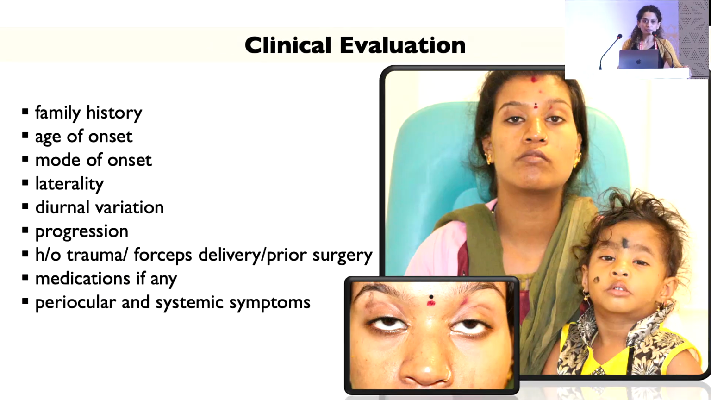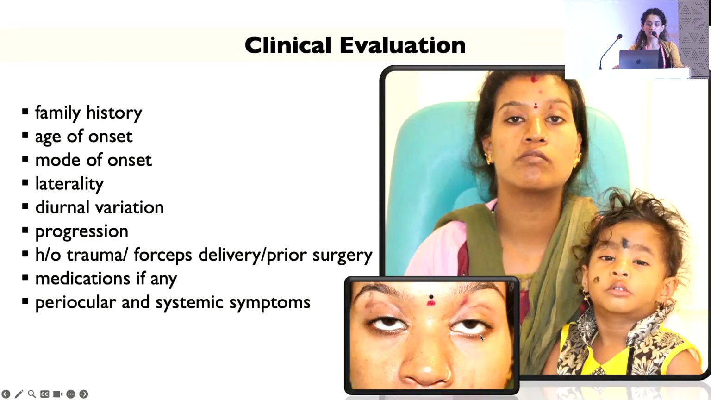Regarding the clinical evaluation, yes, it's a lot of things that we do, especially in congenital ptosis. Acquired aponeurotic ptosis, which is senile, is much more straightforward than congenital ptosis because congenital ptosis can be associated with various syndromes. So family history is important in congenital. Here you have a mother who has a ptosis, who has undergone a surgery. You can see the scar marks, and the baby is also having a ptosis over here.